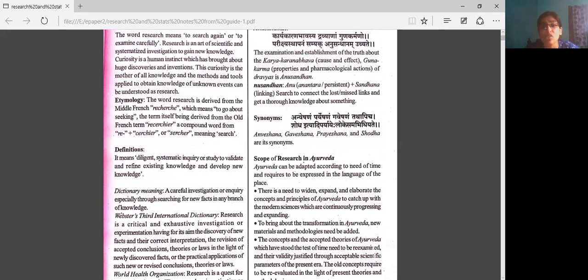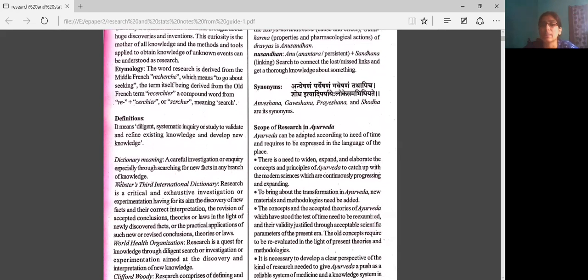To bring about the transformation in Ayurveda, new materials and methodologies are needed. The concepts and the accepted theories of Ayurveda, which have stood the test of time, need to be re-examined. The old concepts are required to be re-evaluated in the light of present theories and methodologies.